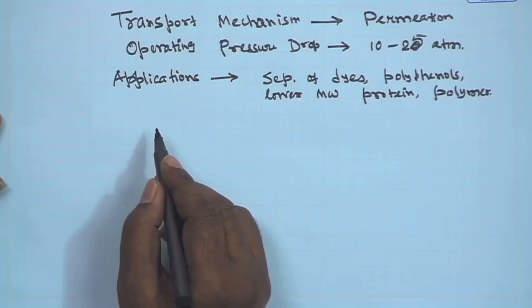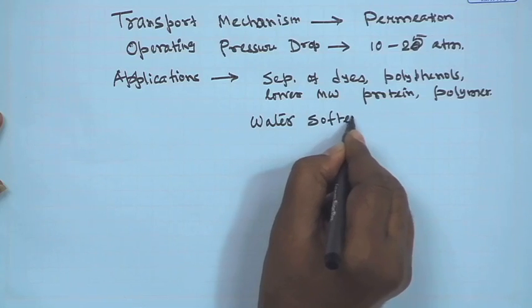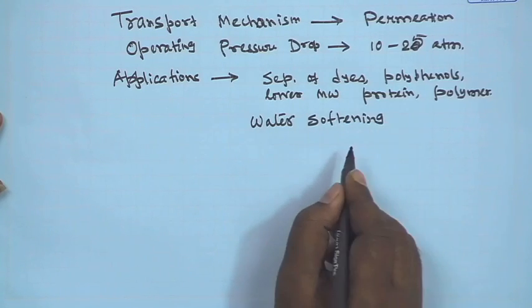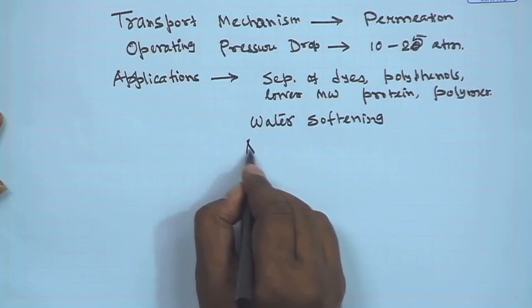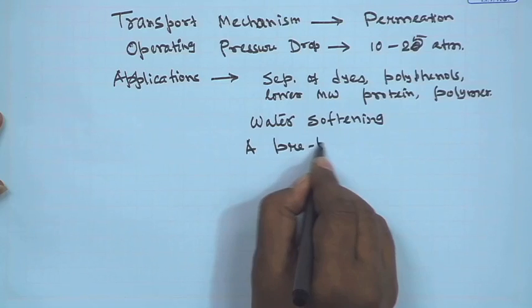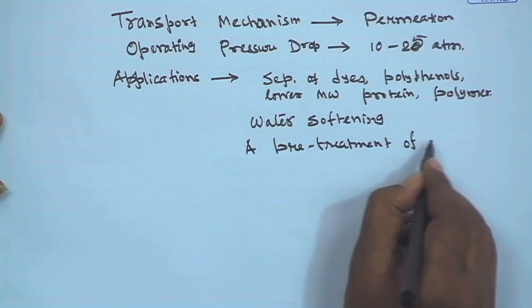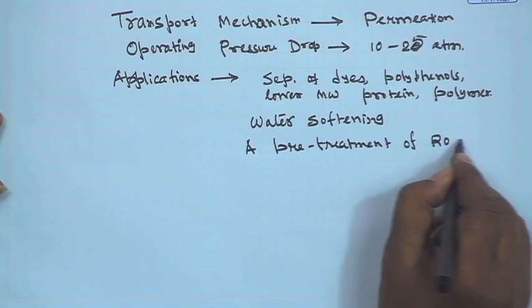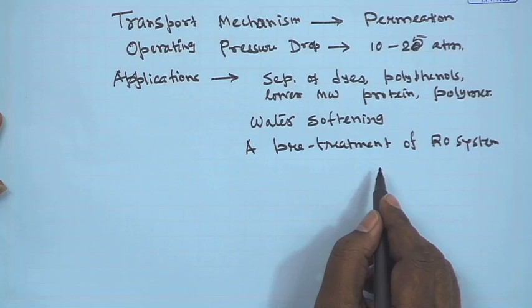Then it can be used for water softening, because the divalent salts, calcium, magnesium, iron can be removed by the nanofiltration operation, and nanofiltration is also used sometimes as a pre-treatment of the reverse osmosis system, so that some amount of salt is removed by the nanofiltration and load on reverse osmosis is reduced.